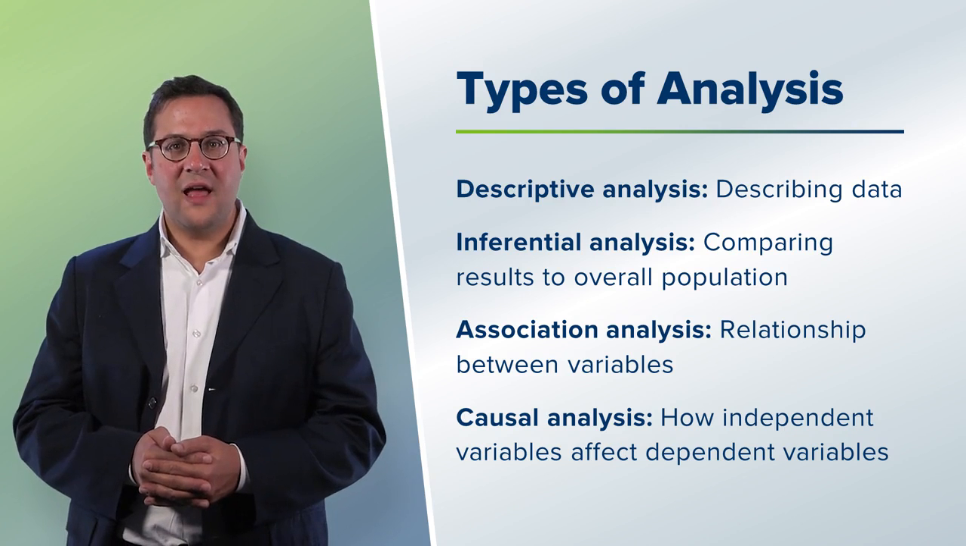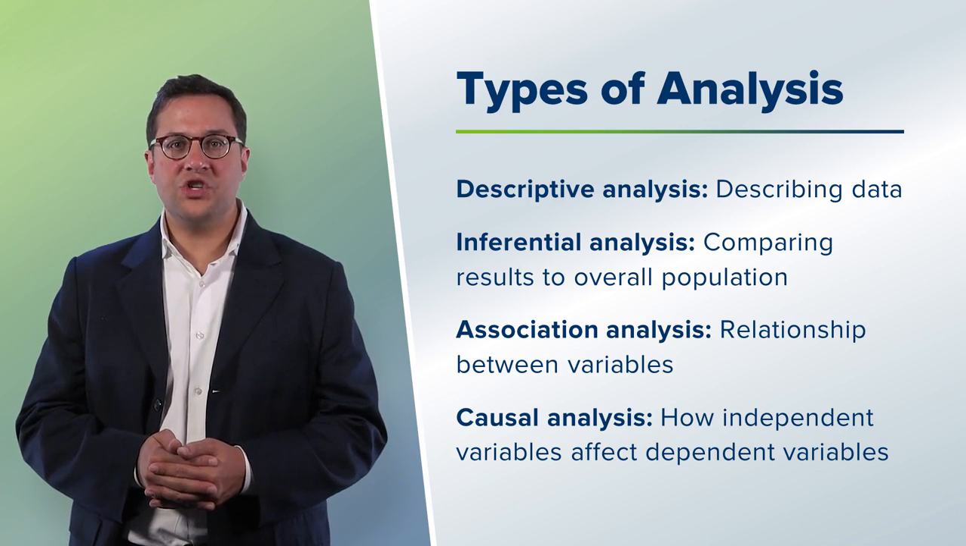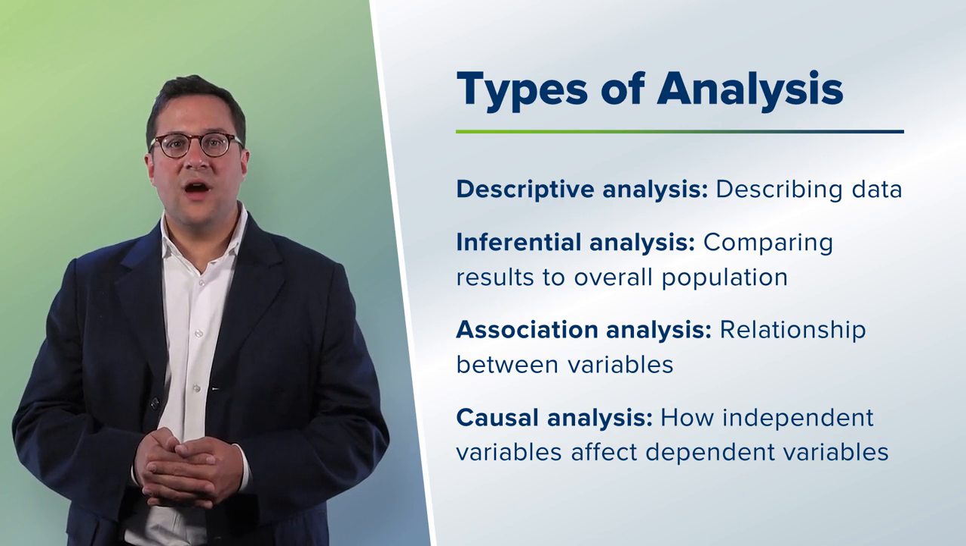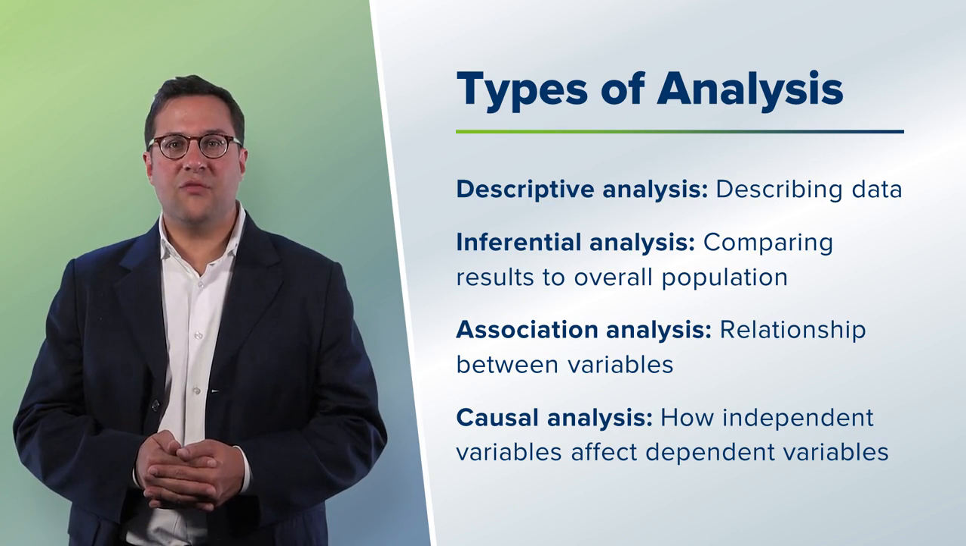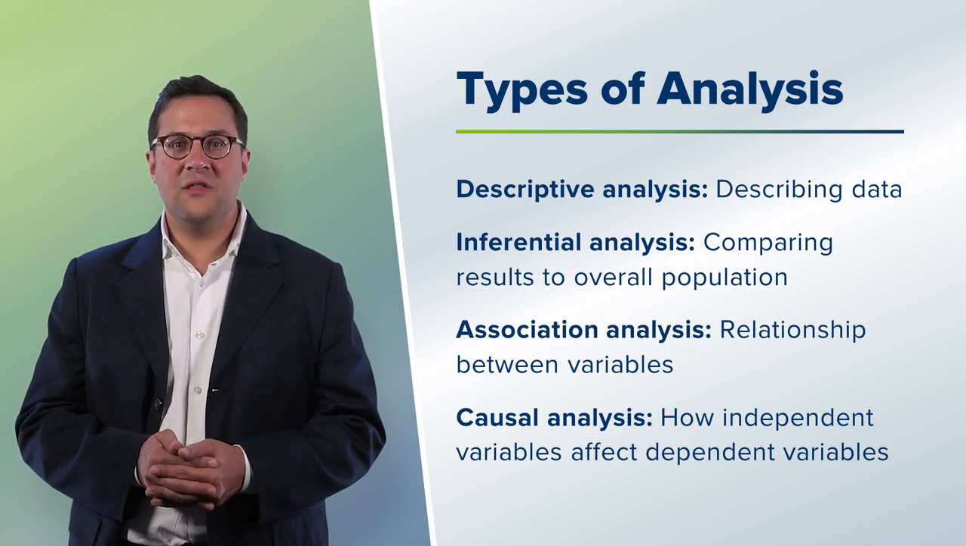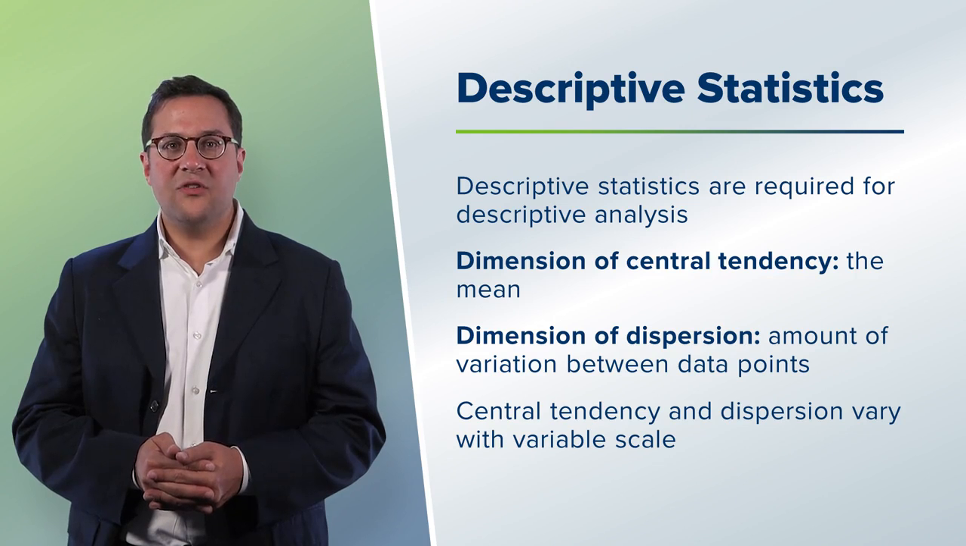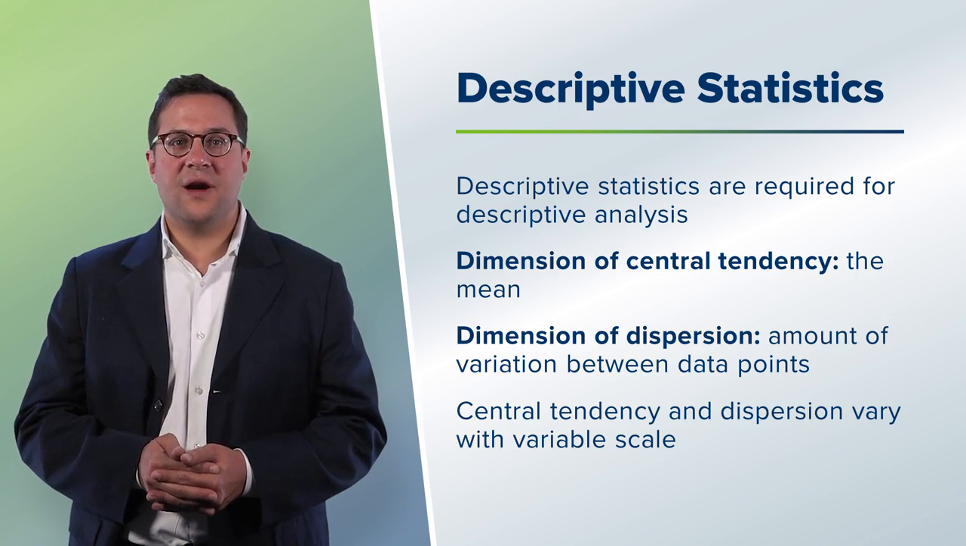Association analysis has to do with understanding the relationship between two or more variables. One example we'll cover here is the association between where someone lives and different types of brand preferences. And we'll wrap up this module with an introduction to causal analysis, focusing on an example discussing the impact of advertising on sales.